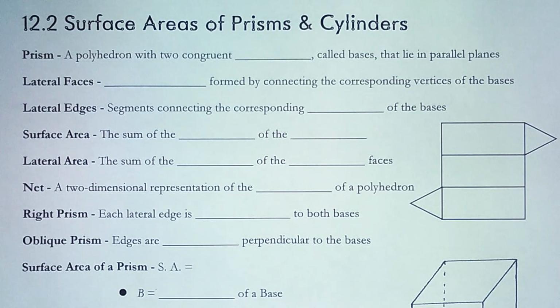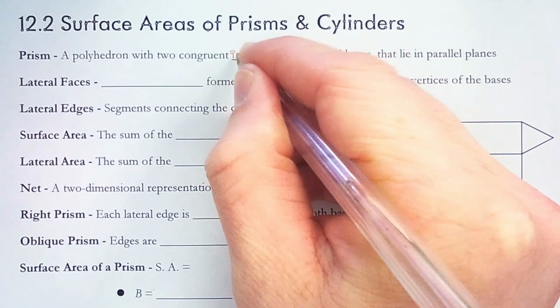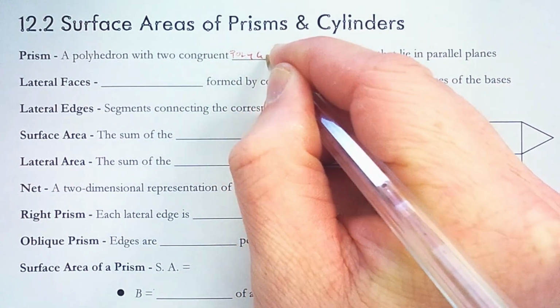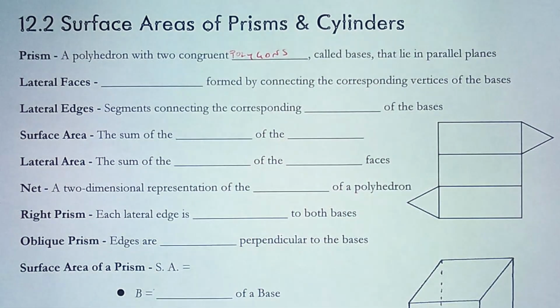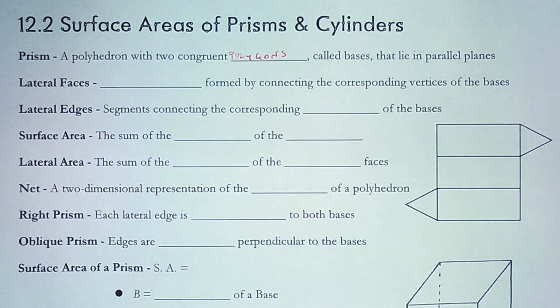Welcome back, everybody. Today, in this video, we will talk about surface area of prisms. In our next video, we will talk about cylinders. So first, some things about prisms. One, a prism is a polyhedron with two congruent polygons called bases that lie in parallel planes.